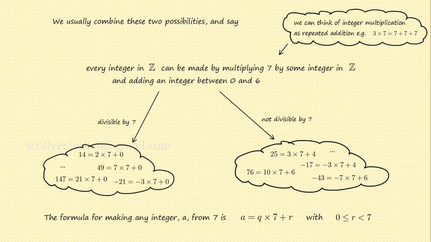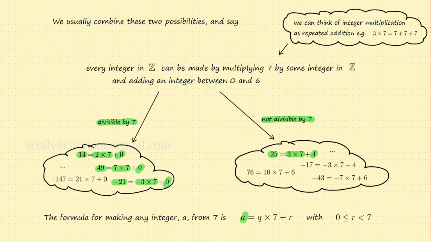So if we look at the numbers that are divisible by 7, we see that 14 is 2 times 7 plus 0. 49 is 7 times 7 plus 0. Minus 21 is minus 3 times 7 plus 0, and so on. For the numbers that are not divisible by 7, say 25, that is 3 times 7 plus 4. In both cases, the way we make those integers conforms to this formula.